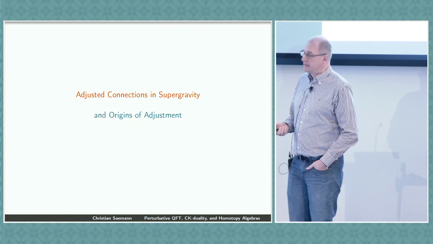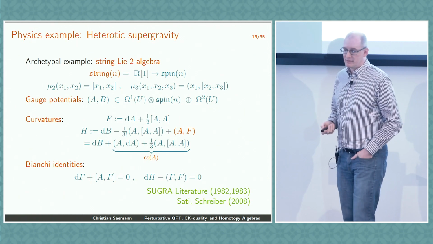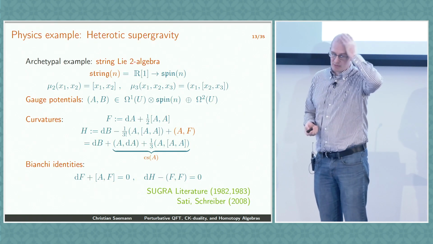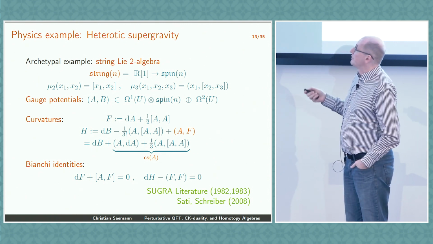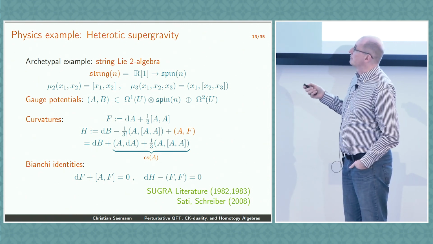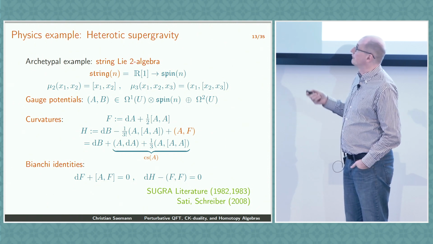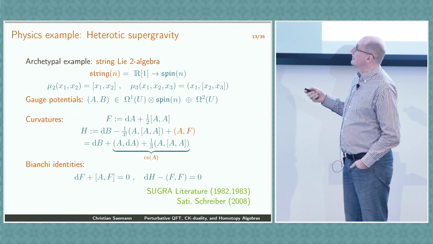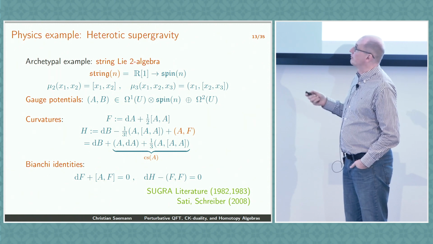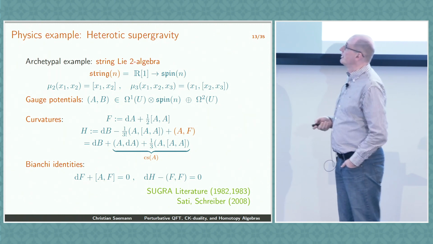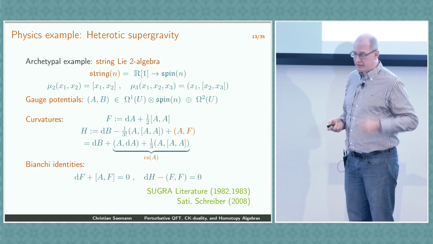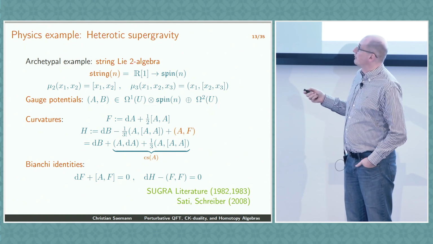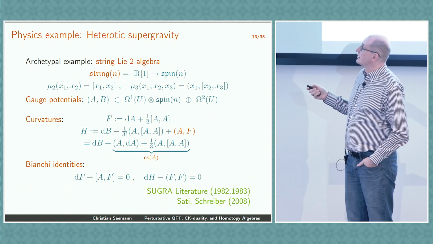Okay, so let me just give you a few more direct applications. The one example that you probably all know is from heterotic supergravity. There you have a particular gauge structure, which is a string Lie 2-algebra in the skeletal form. So you have spin n, and then you have an additional abelian factor, which is essentially the B field, and that's your non-abelian gauge algebra that you have in heterotic string theory. The gauge potentials are one-forms with values in spin n, and two-forms.